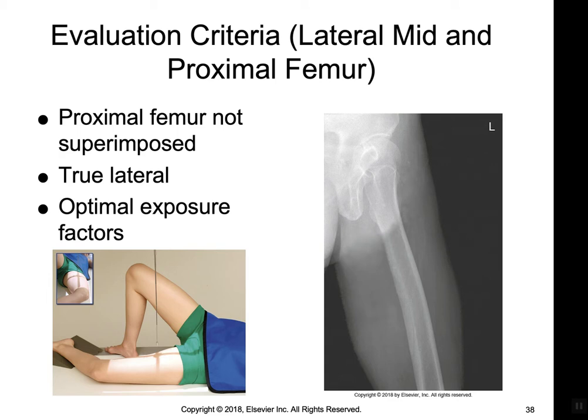Then we're going to move into the lateral, mid and proximal femur. Proximal femur not superimposed. True lateral, using optimal exposure factors. SID is 40 inches, using a 14 by 17 IR. KV is 75 to 85, and your MAS is 5 to 10. Going to flex that knee about 45 degrees and adjust the IR to include the hip joint. CR is perpendicular to the femur, to the midpoint of the IR.